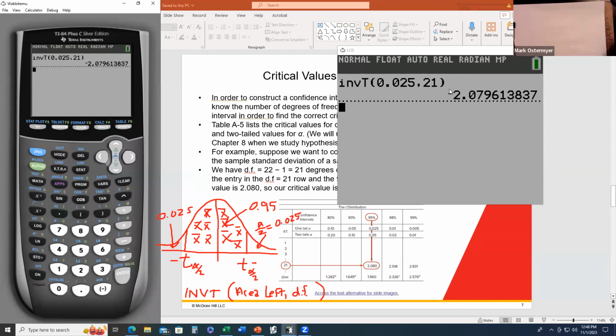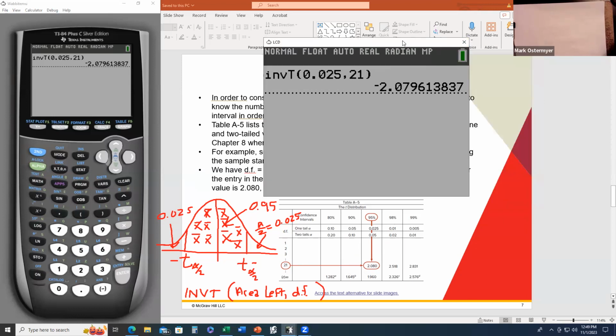Your critical t values are going to be positive, negative 2.08. And notice those are the same values that are found in the t table in the appendix of your textbook, by using 95% and using 21 degrees of freedom, right? 2.08.